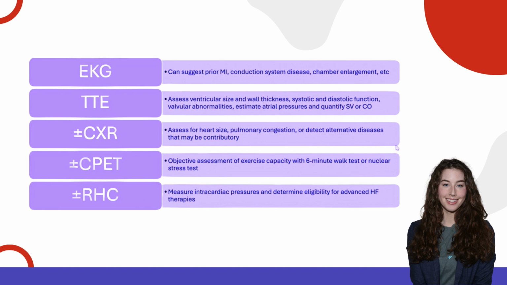For initial imaging, it's generally an EKG and an echo. The EKG shows non-specific changes. It can help you identify factors contributing to the development of heart failure, like an arrhythmia. The echo is the most useful initial diagnostic test.